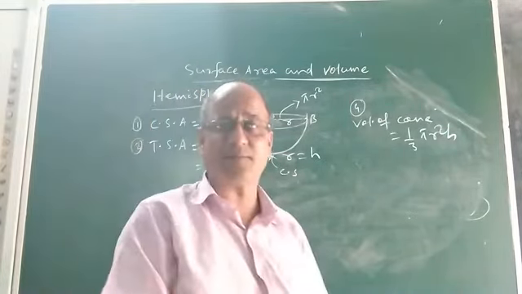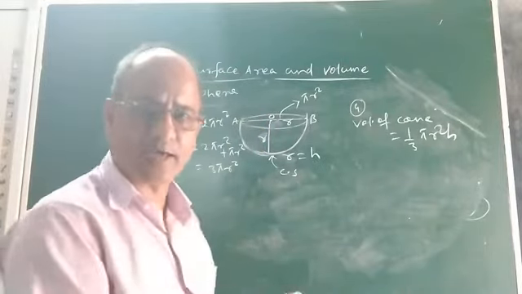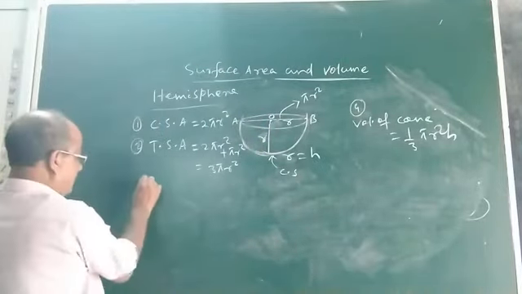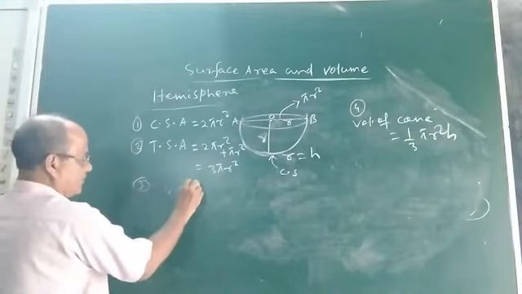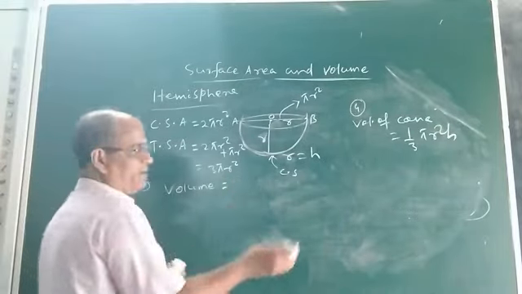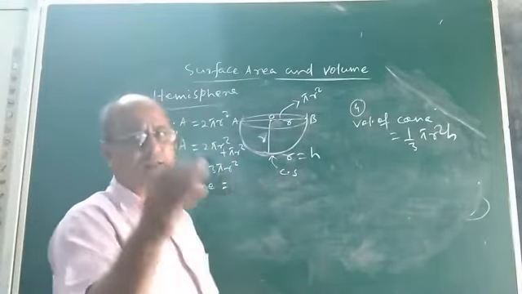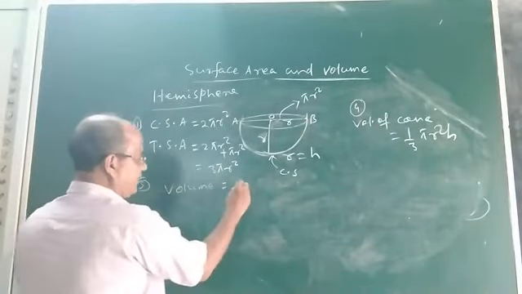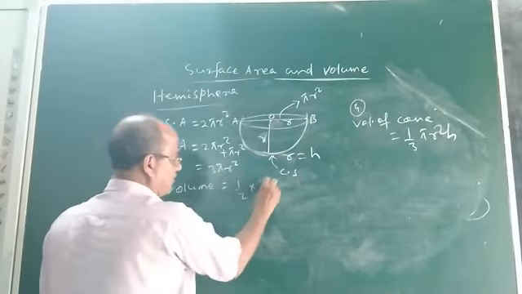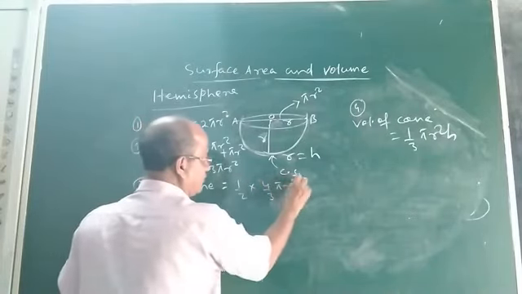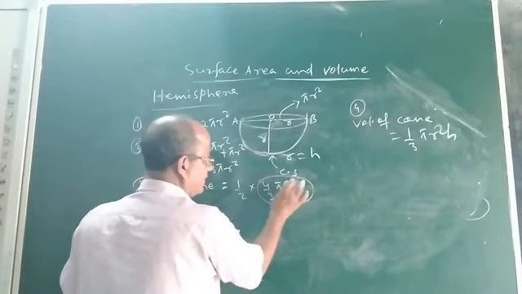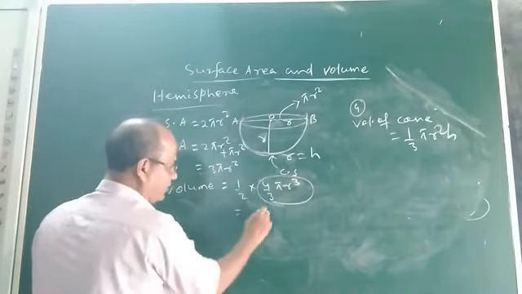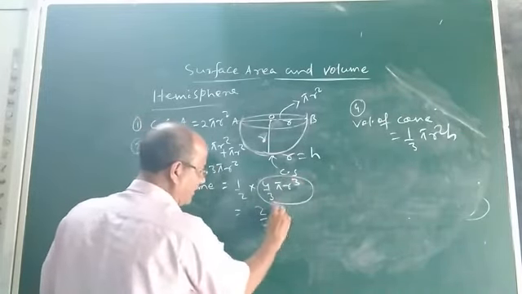Definitely its volume will be half the volume of what? Sphere. Okay. So the volume of a hemisphere will be half the volume of a sphere. The volume of a sphere is 4 by 3 pi r cube. So take half. It will be half into 4 by 3 pi r cube. Now if you simplify it, you will get 2 by 3 pi r cube.